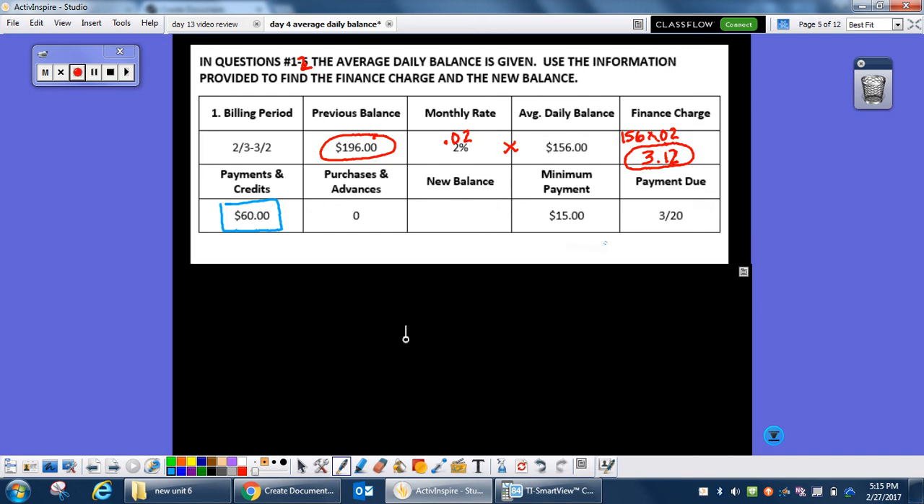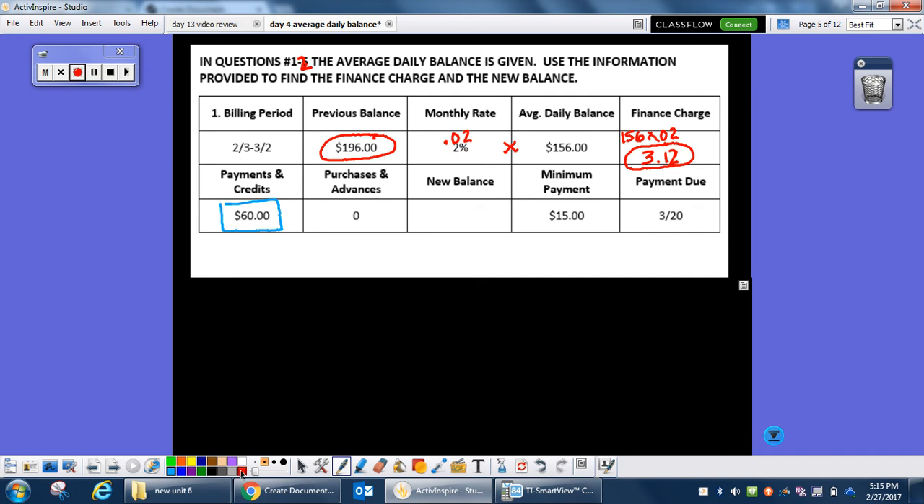What you do here is you take your previous balance, because you have to pay that. So it's $196. You have to pay your finance charge, and in this case we didn't have any new purchases. Typically you might, so you would have to add that in, and then you take away any payments you have made. That gets you to $139.12.